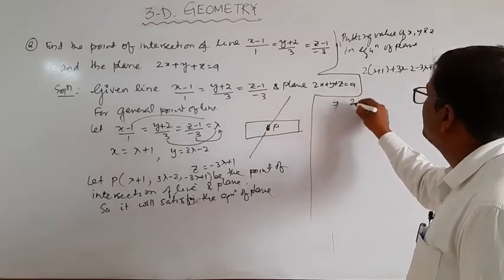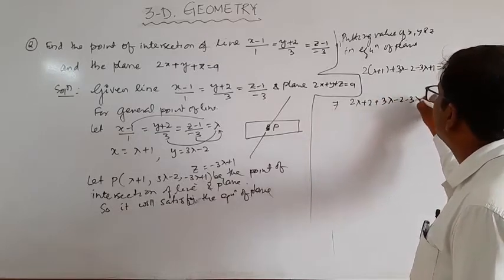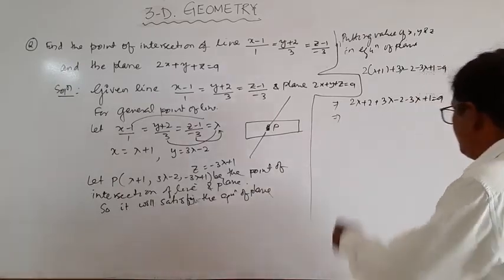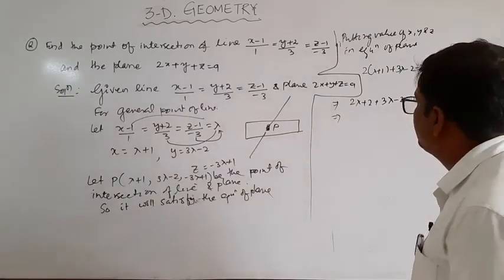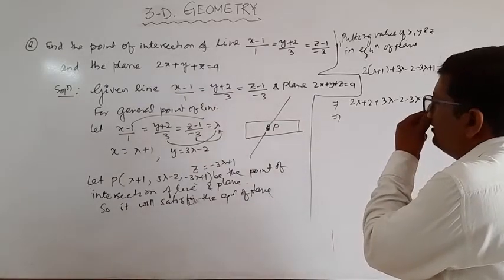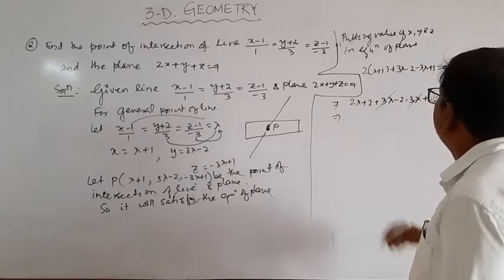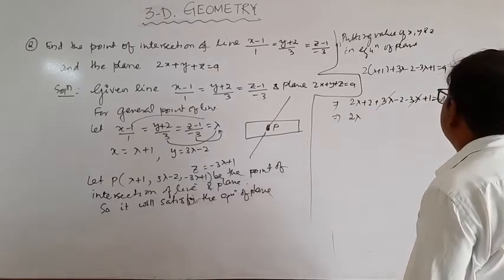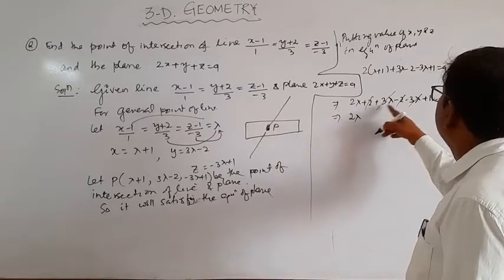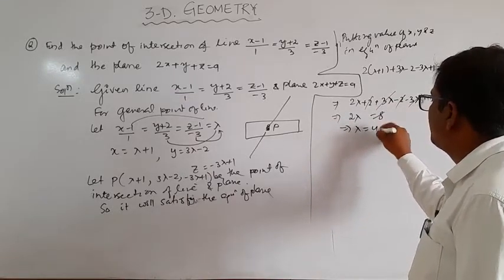That implies 2 lambda plus 2 plus 3 lambda minus 2 minus 3 lambda plus 1 is equal to 9. Plus 3 lambda and minus 3 lambda cancel. And 2 lambda plus 2, minus 2 cancel. 2 lambda is equal to 8, so lambda is equal to 4.